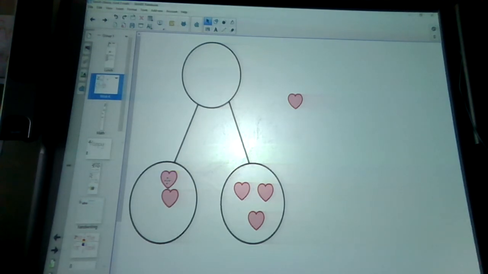1, 2. We now have our 2 groups. What do you notice about our groups? I have 2 and 3. Our 2 and 3 are still the same 5 students that we started with, but now they're just broken into different groups.